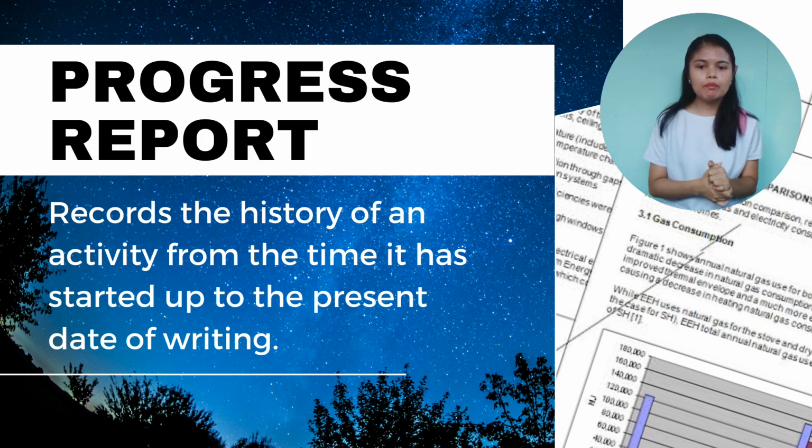So in this step or part, if kaganina is mag-collect of information or data, now the process report is the record. It has records of the history of an activity from the time it has started up to the present date of the writing. So this time, mag-record ka of data. Kaganiya is to gather data. This time is to record data. So that is the process report.